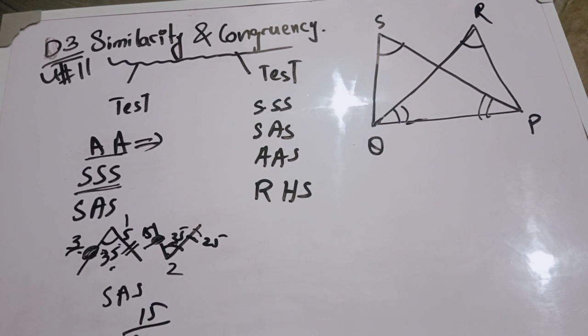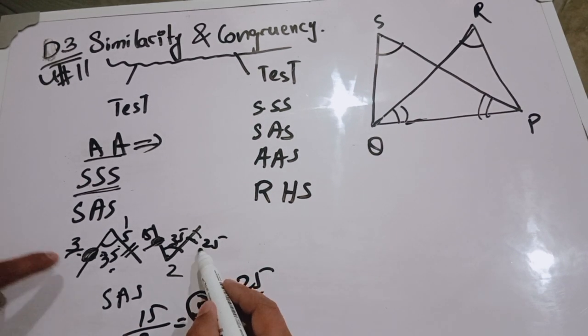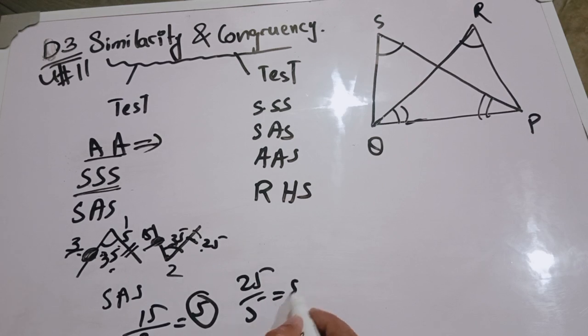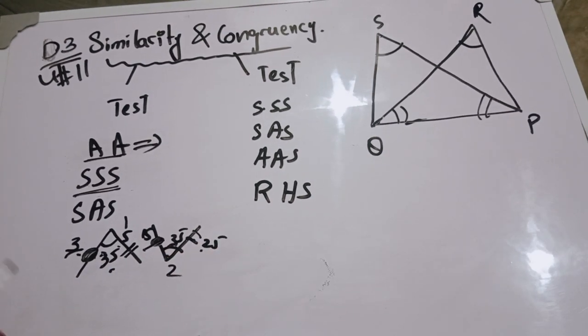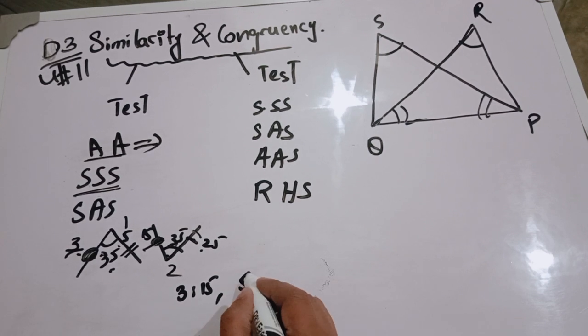It's 15 by 3, so we have 5. Similarly, 25 and 5 were the corresponding sides, so that is also 5. So that is the ratio. For the first shape, let me make it more clear: the ratio is 3 to 15, and the second ratio is 5 to 25.